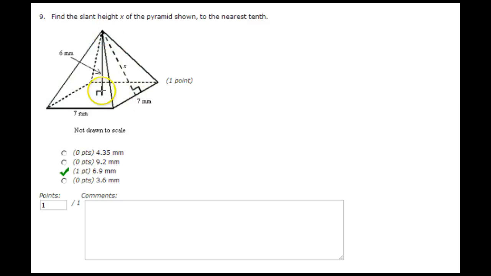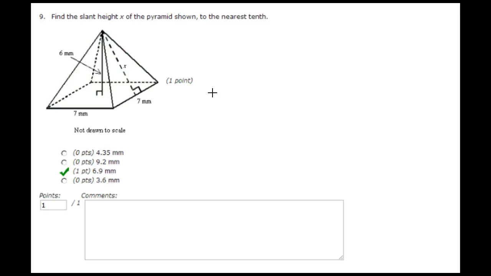There's the height of the pyramid that comes from the base, perpendicular to the base, going up to the apex or the top point of that pyramid, and then the slant height, which goes from the middle of one of the segments of the base going up. So it actually lies in the plane of one of the lateral faces of the pyramid. So how do we find that?